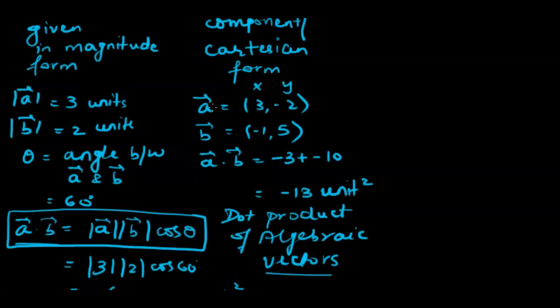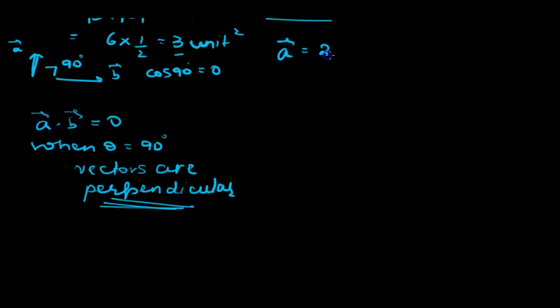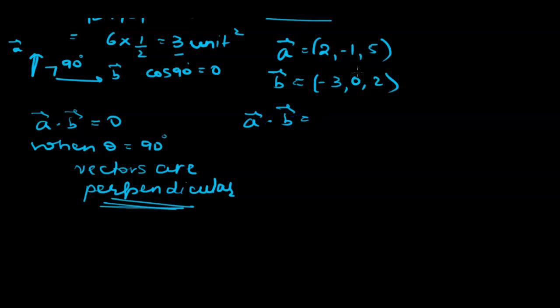So whenever we are multiplying the two vectors when they're given in component form, or Cartesian form or algebraic form, all we have to do is just multiply the x with x, y with y and add the x and y products. If this will be in 3 space, we would have x, y and z, and that goes like this. A vector is 2, minus 1, 5. B vector is minus 3, 0 and 2. To find out the dot product of A and B, we multiply x with x, y with y, z with z. So 2 times negative 3 is negative 6. Negative 1 times 0 is 0. 5 times 2 is 10. And then we add up all of these products.